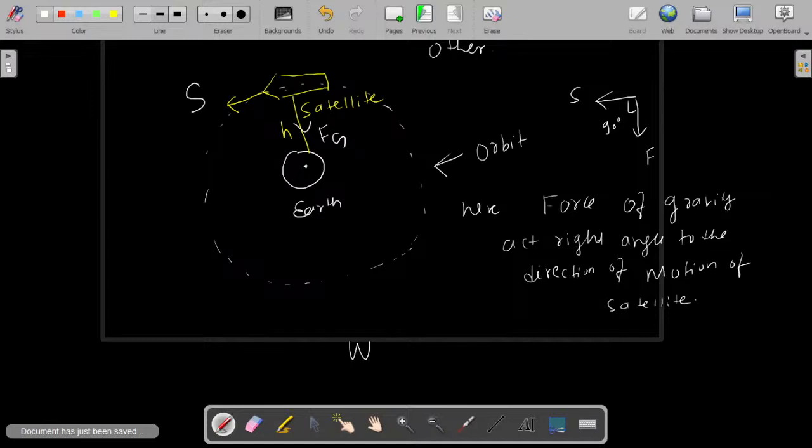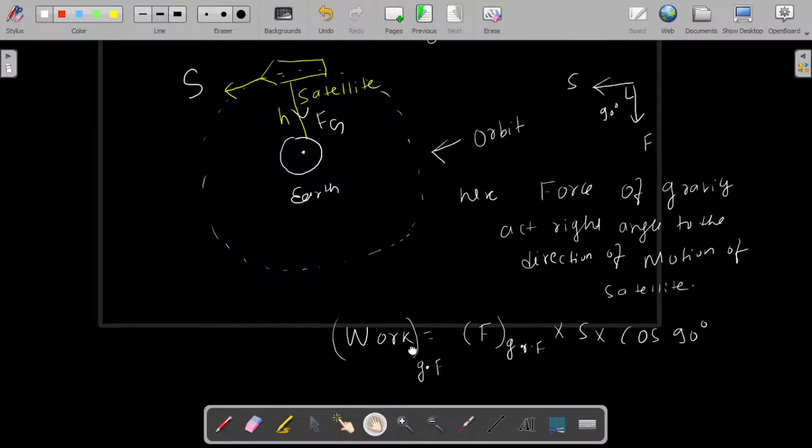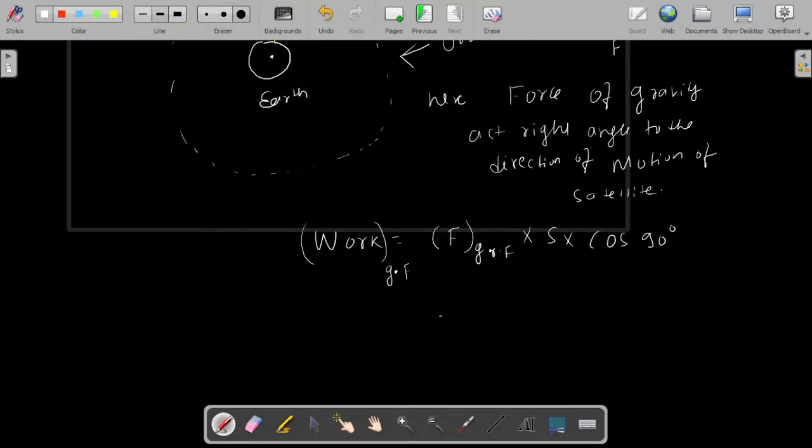It's the direction of motion of the satellite. So write down, work is equal to force, here gravitational force if we are considering. So work done by gravitational force is what? Gravitational force into displacement into cos of the angle between them. What is the angle between them? It is 90 degrees. So cos 90 degrees is 0. So better you write here directly 0.